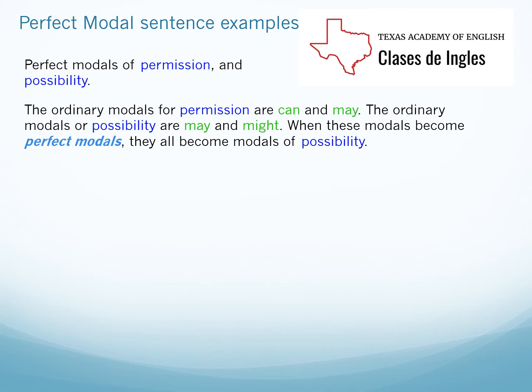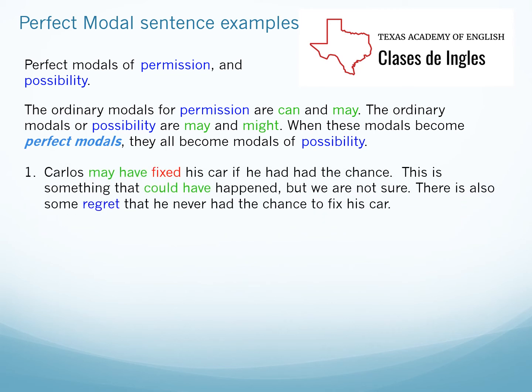Okay, what do we mean by that? Well, here are some examples. Carlos may have fixed his car if he had the chance. So this is something that could have happened, but we are not sure. There's also some regret that he never had the chance to fix his car. That's why this is a modal of possibility.